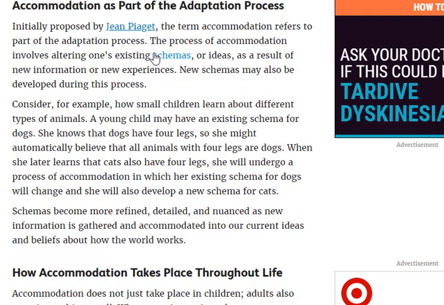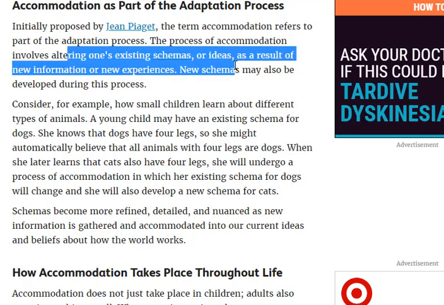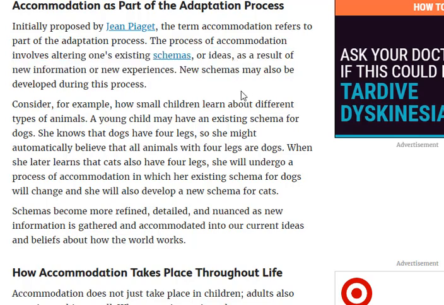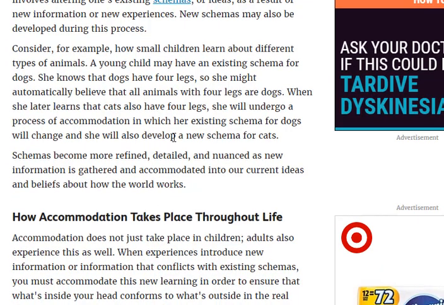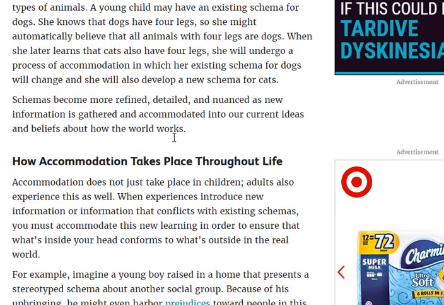Accommodation is part of the adaptation process when you're talking about an individual, when you're talking about somebody learning. It refers to the process of altering one's existing ideas, one's existing schemas, which are, again, categories of ideas and how we categorize things in general, and developing new ideas. A young child may learn dogs and the idea that dogs have 4 legs, and so the child, the 2-year-old, 3-year-old, 4-year-old, might automatically assume that everything with 4 legs is a dog, but then we realize, no, okay, dogs have 4 legs, but there are other things that also have 4 legs. There are cats, there are horses, there are zebras, they all have 4 legs.